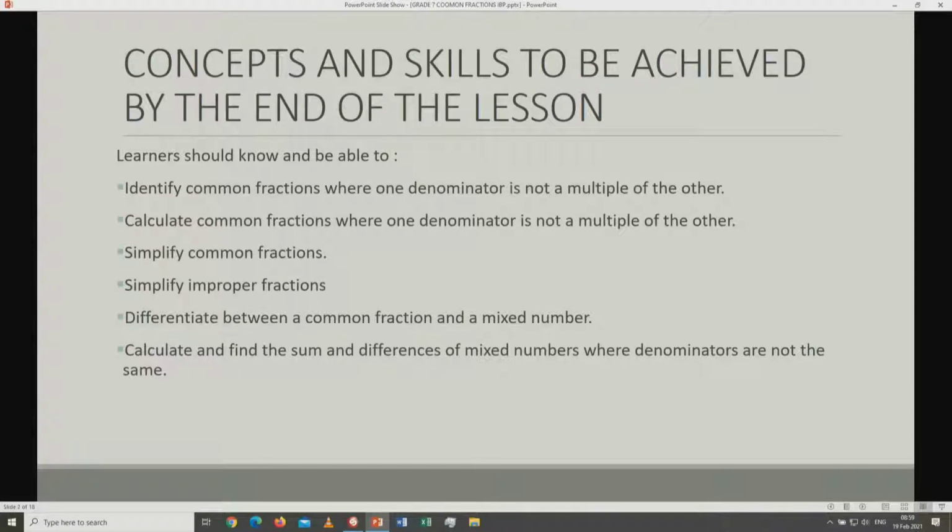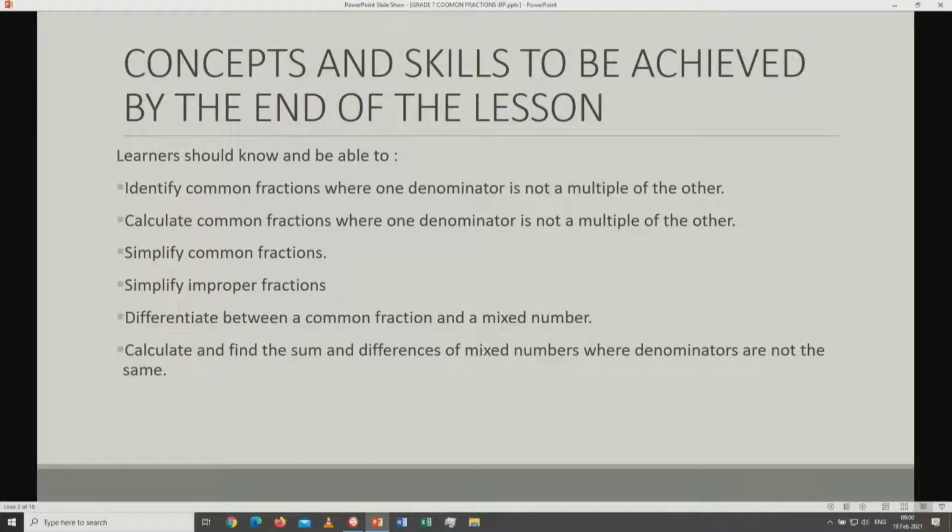Alright, guys, I've prepared a few items that we've got to go through before we can take on our lesson for today. First, I've got concepts and the skills to be achieved by the end of the lesson. I'm hoping that, guys, at the end of this lesson, we would have learned something. Alright, my concepts are as follows.